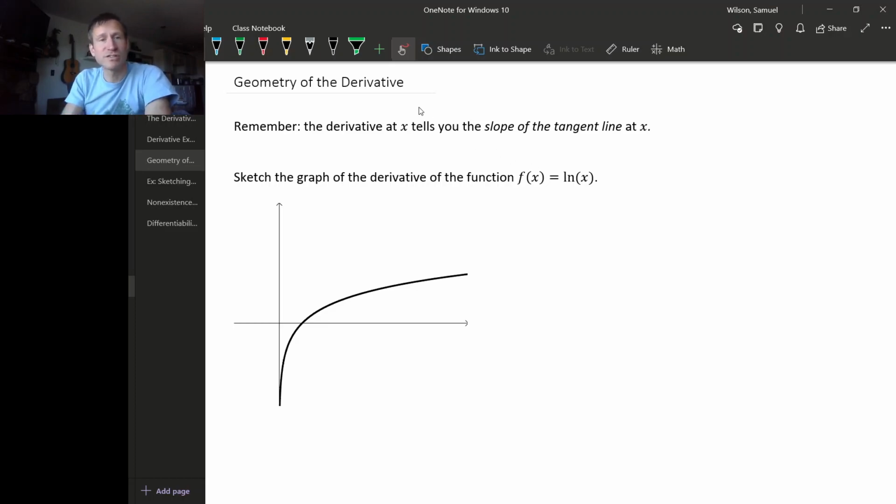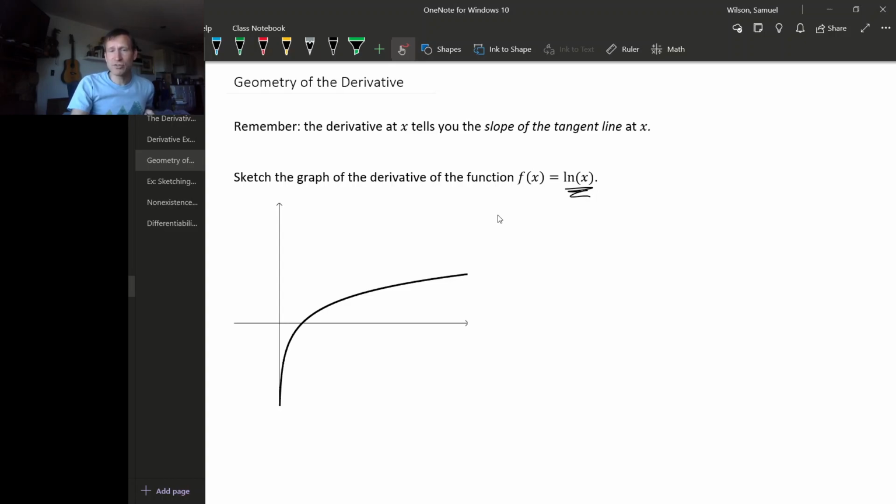To see how this works, let's look at the graph of natural log x. So here's a graph of natural log x. I've intentionally not labeled the axes here because the geometry that I'm getting at is not really about specific values. It's more about the general trend of how things work. So we don't need particular x and y values to get at what I want to talk about.